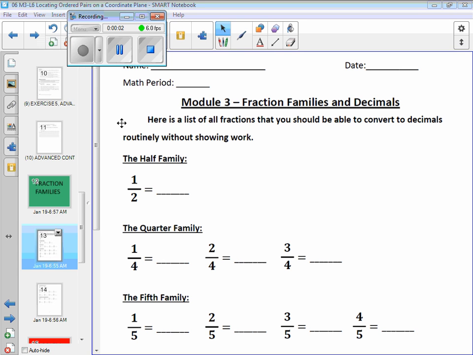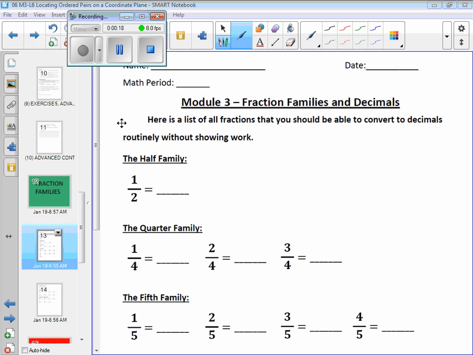Okay, so on Friday, you're going to get a sprint on this. You'll have about 2 minutes, and there'll be 20 assorted fractions that you have to know by heart into decimals. Let's start with the family called the halves.